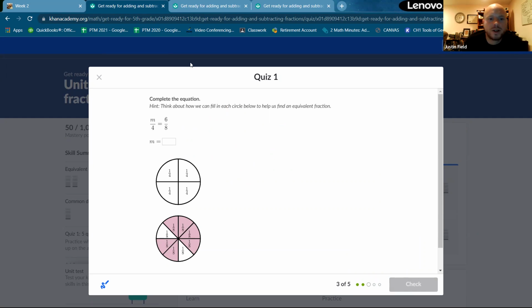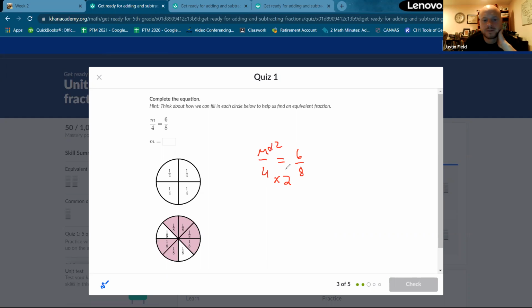Okay, complete the equation. All right, so we're going to think about how these are related in a way that would make them equal. So 4, how do we get from 4 to 8? We multiply by 2. So if I multiplied 4 by 2, it would be 8. And what about the 6 then? I would also have to multiply by 2, right, in order to get 6. Now I'm thinking about it differently though. I could also think about it this way. We could divide.